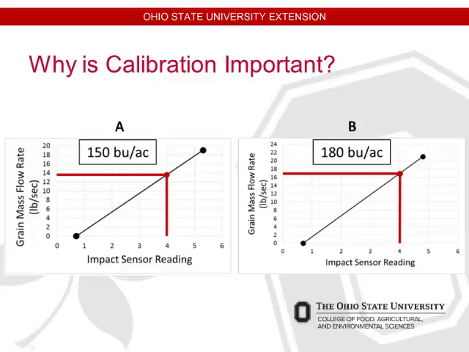So once the yield monitor does all of this calculation, 14 becomes 150 bushels per acre. And with your second calibration, that same impact sensor reading of 4, which is 17 pounds per second, comes out to 180 bushels per acre. So now we're starting to really wonder, maybe I should calibrate because I would much rather think that I have 30 more bushels, right?